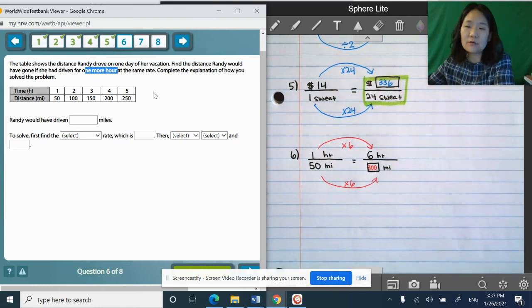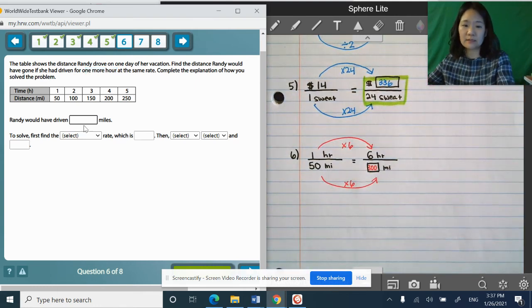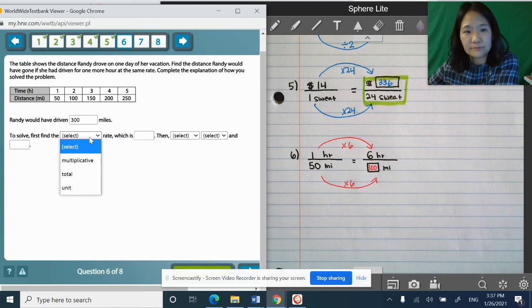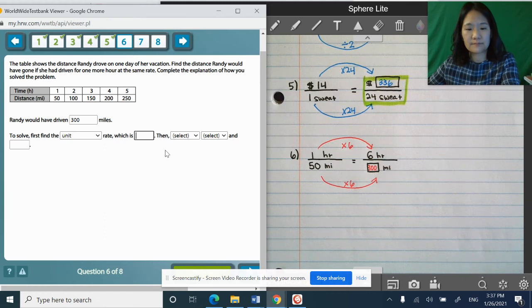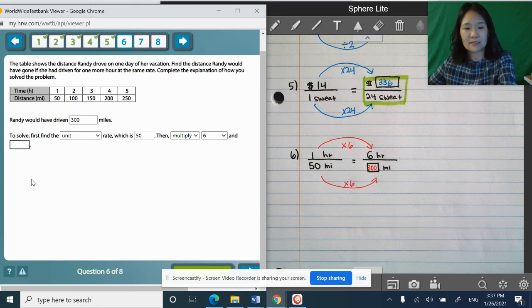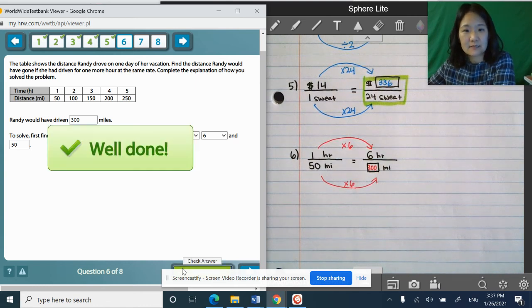Okay? So even though we knew the answer by looking at the pattern in this case, you don't want to rely on that. To solve, first find the unit rate, which is 50. Then multiply, oh, not 4, 6 and 50. Okay, remember I did 50 times 6, right? Let's see if that's correct. Okay, next one.